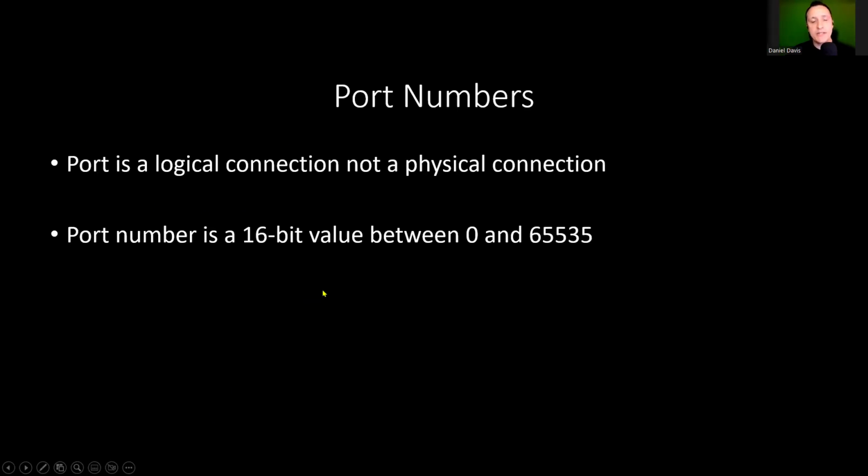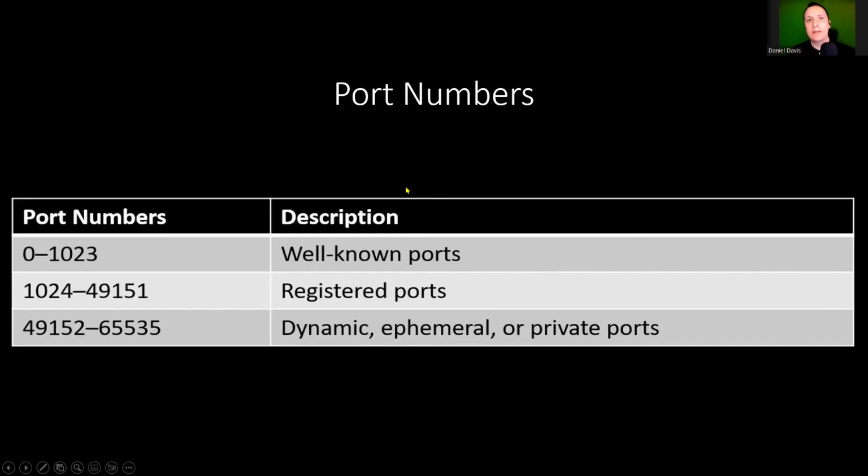A port number has a 16-bit value between 0 and 65,535. Don't panic too much. The main thing that you're going to have to remember is some key ranges of ports and then a fairly small list of ports. Again, it's a little bit of brute force. It's a lot of work. Get your flashcards ready.